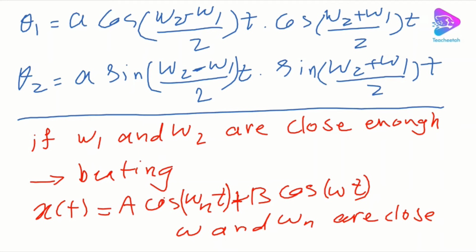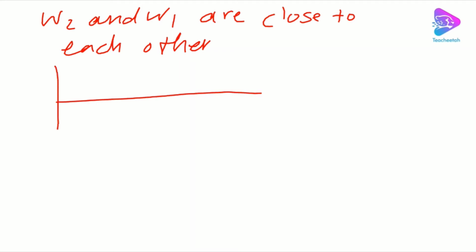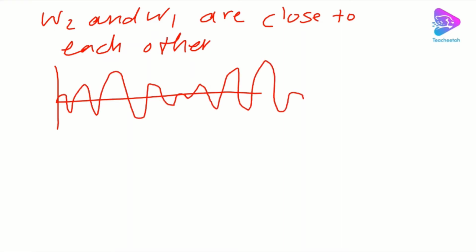So what happens when the system is under a beating phenomenon? For this case, if omega 2 and omega 1 are close to each other, or the values of them are near or similar to each other, the response of the system, for example for theta 1, would be something like this. Interesting, right? Sorry for my drawing. So the response, say for example for theta 1, if we have a beating phenomenon, would be something like this.